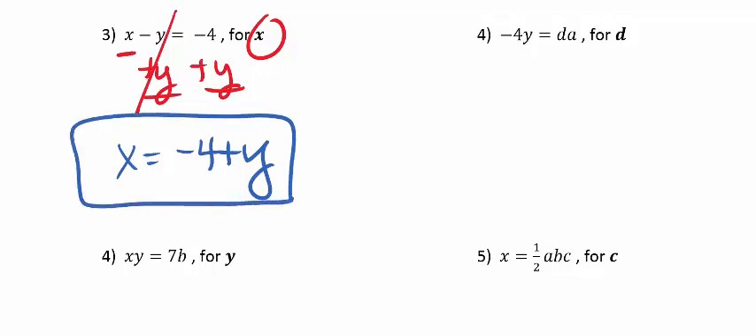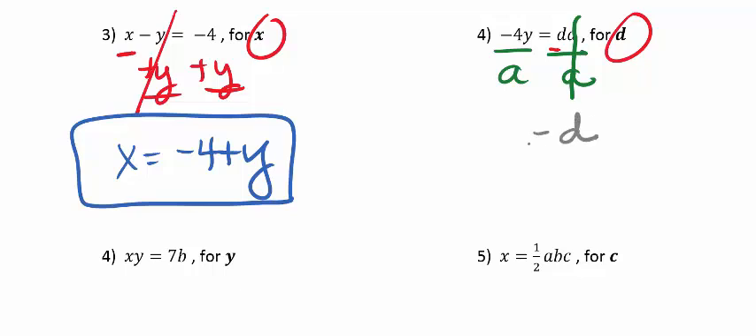In number 4, we're trying to solve for d, and here's d in the equation right here. So next to it is an a, and da means d times a. So to get d by itself, we're going to have to divide both sides by a, so that this a and this a divide out, and we get d by itself. So d is going to equal negative 4y over a.